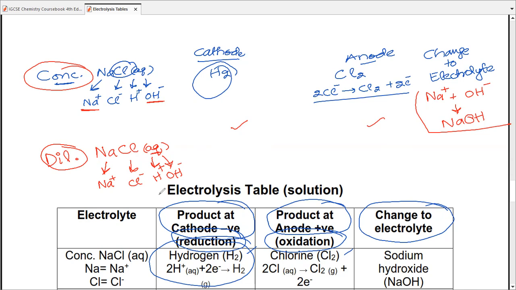Hydrogen. And why do you think that is? First of all, let me tell you that's correct. Secondly, why do you think that is correct? Because it's less reactive than sodium. Great. In case of cations, concentration does not matter. Changing the concentration from concentrated to dilute or from dilute to concentrated does not matter to the cation.